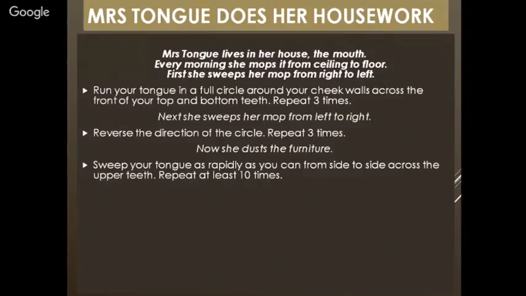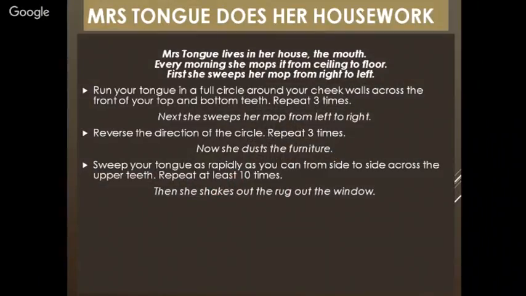The process of kulla or kulli, which we had, we did that normally, not we don't do it, but our parents, grandparents used to do that. So which we have forgotten, you know. So now we have to restart learning the things which we already knew in childhood. Now she dusts the furniture. Sweep your tongue as rapidly as you can from side to side across the upper teeth. Repeat 10 times.